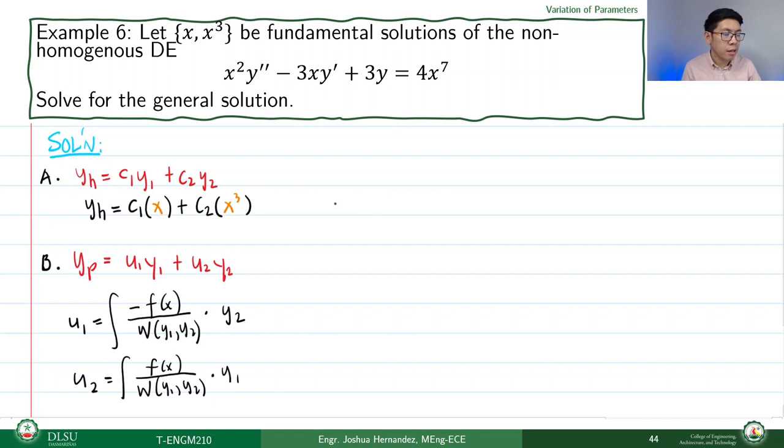Now, first, in order for us to get u1 and u2, let's check if our equation is in standard form. Our equation is x cubed y double prime minus 3xy prime plus 3y equals 4x raised to 7. Clearly, it is not yet in standard form, because our y double prime has a coefficient. We need to remove that, and we can do that by dividing the whole equation by x cubed.